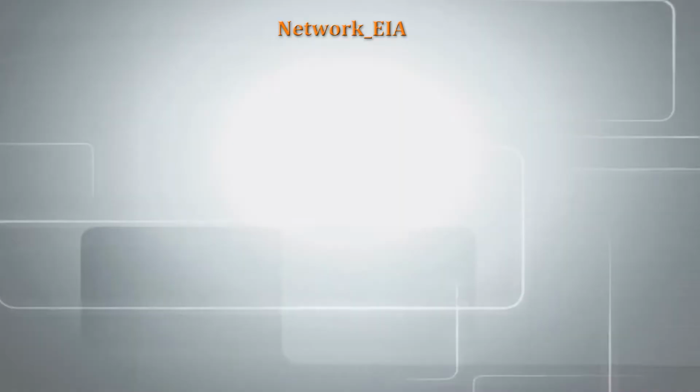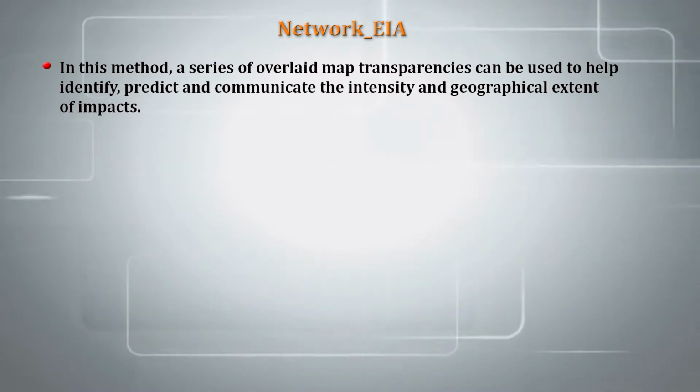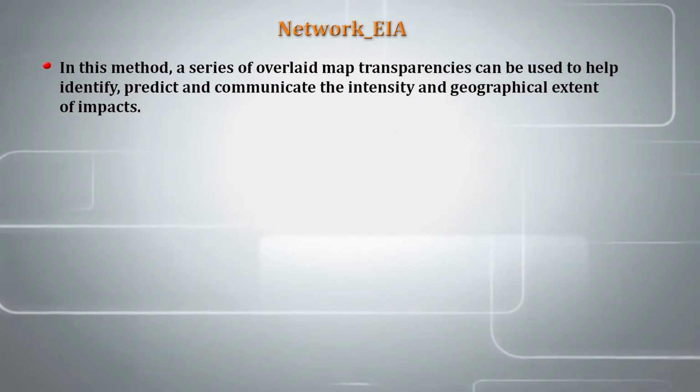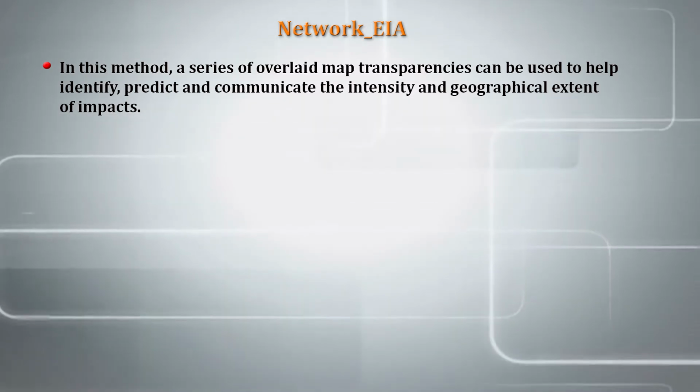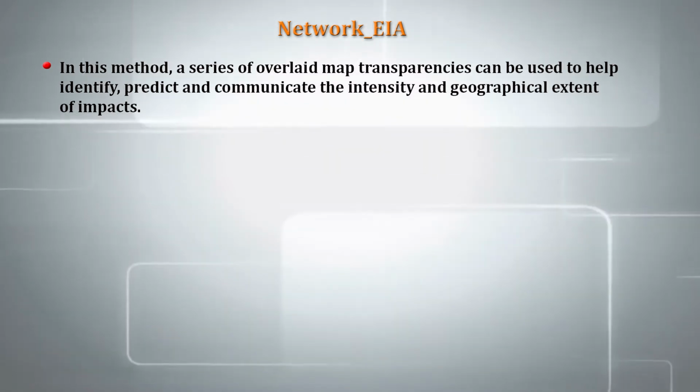When you look at this particular method, a series of overlaid map transparencies can be used to help identify, predict and communicate the intensity and geographical extent of impacts. What I want to say is that the transparencies are overlaid one above the other, and that way we are in a position to identify, predict and communicate the impacts, both the magnitude, the intensity and also the extent of the impact. So in that way we can understand the significance of the overlaid map.